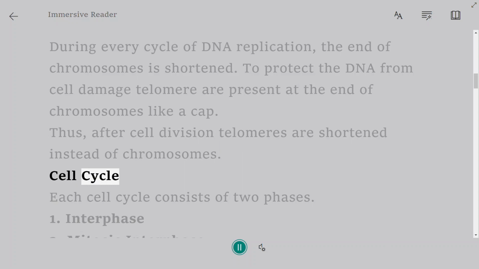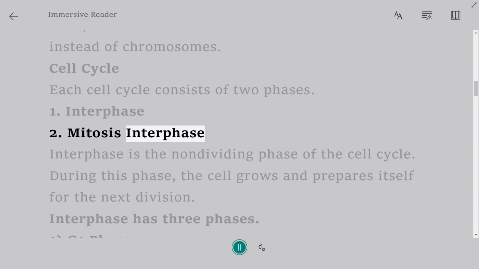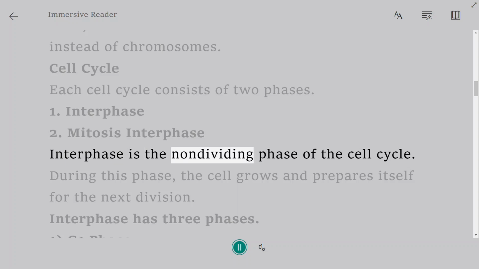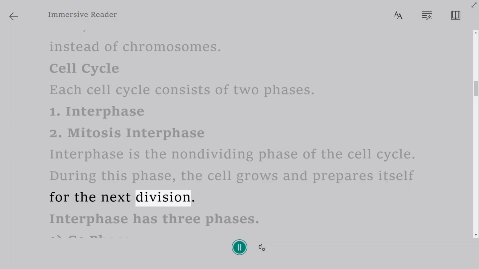Cell cycle. Each cell cycle consists of 2 phases. 1. Interphase. 2. Mitosis. Interphase is the non-dividing phase of the cell cycle. During this phase, the cell grows and prepares itself for the next division.